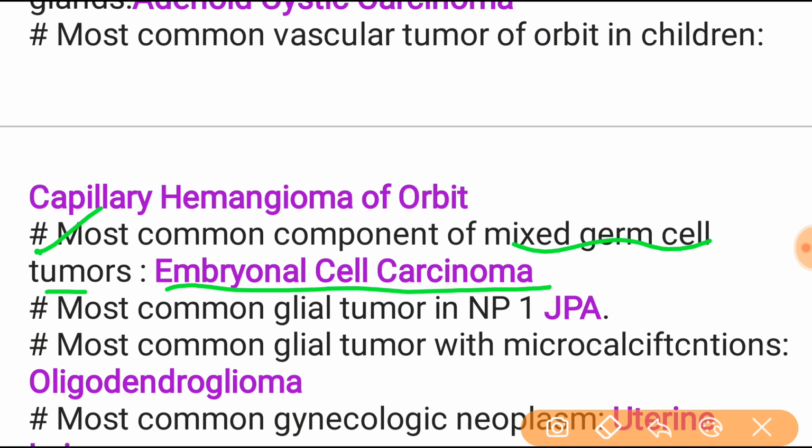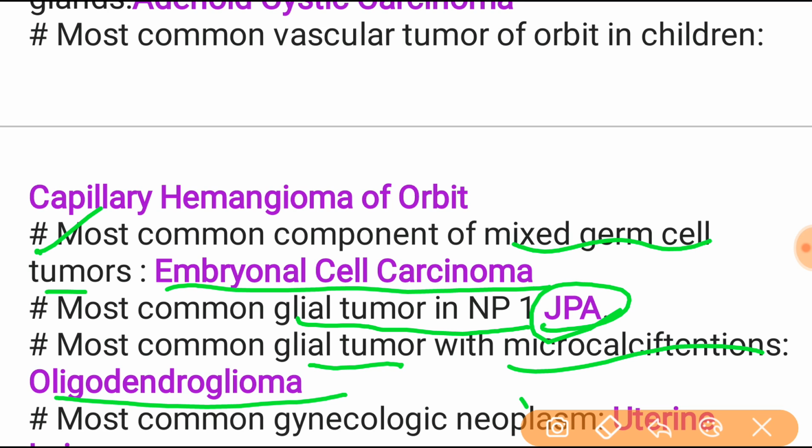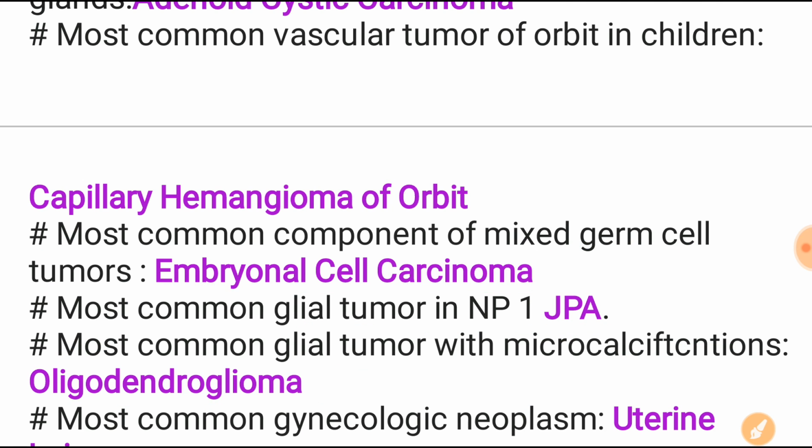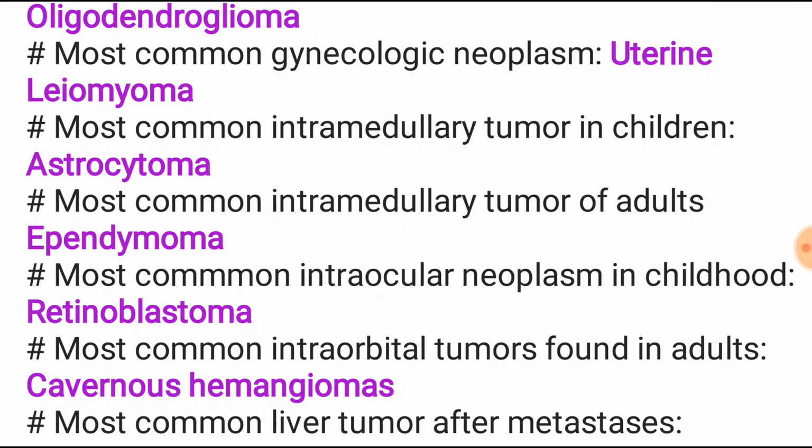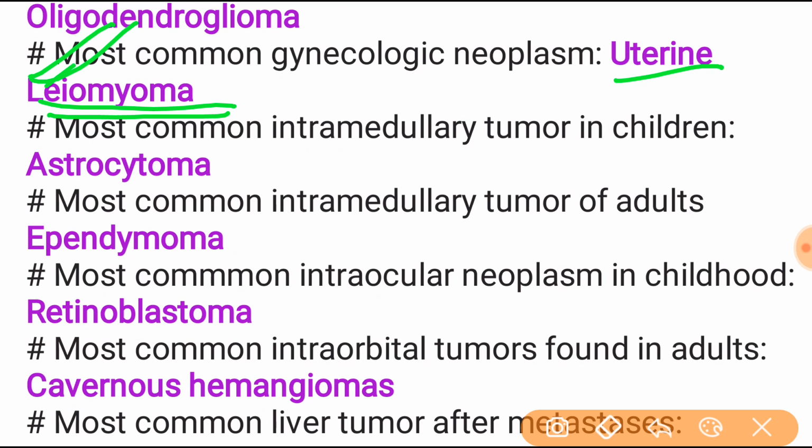The most common glial tumor in NF1 is JPA, and the most common glial tumor with microcalcification is oligodendroglioma. This is a most important topic. The most common gynecological neoplasm is uterine leiomyoma, that means fibroid. This is a most important question.